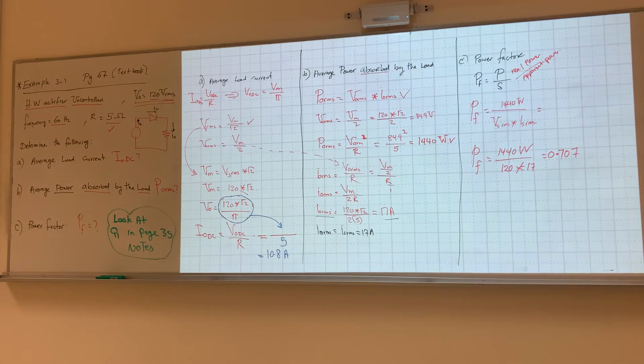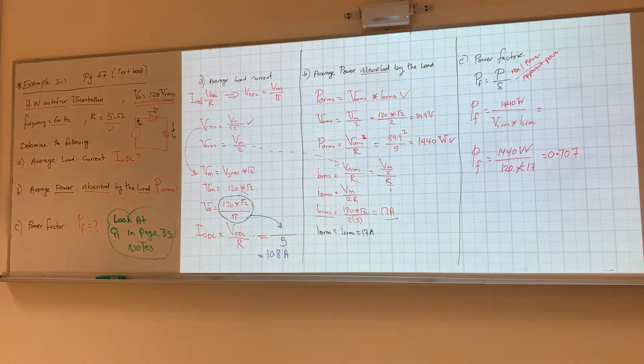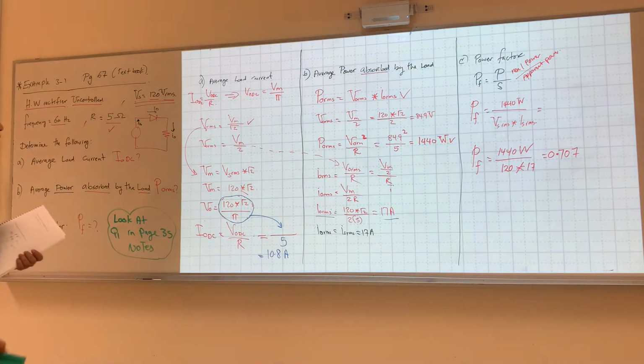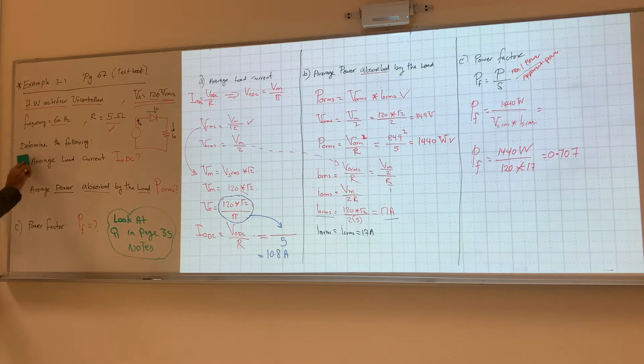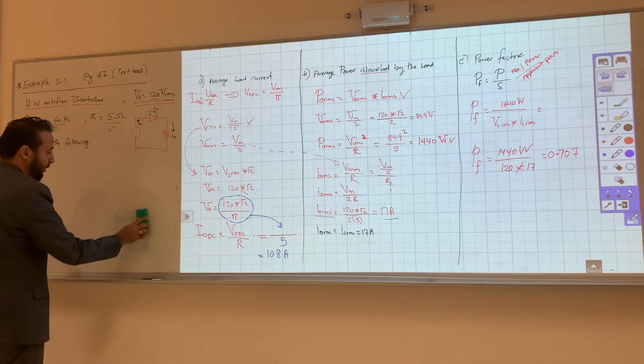This question right here is, let's look at another question, which is question 3. Okay. So question 3 right here, I will erase this. Looking for V out RMS, I out RMS. Turn at the following. Okay, I'll erase this here. Well, the green is hard to erase.